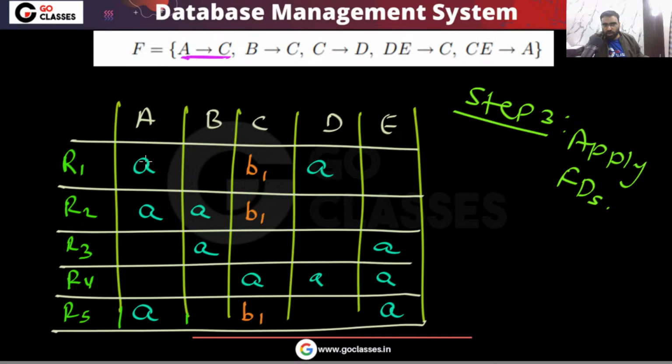The point is very simple: because in these tuples A value is same, in these tuples C value also will be same. So you can put the value B1, no problem. Random value you can put B1.